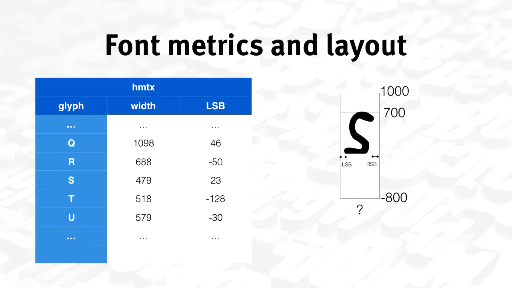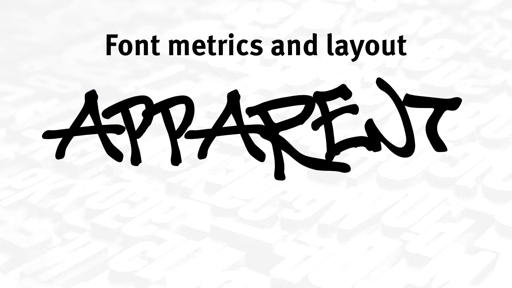You might notice that some of these LSBs, left side bearings, are negative. How can that be possible? Well, if you have a font that does things like this and juts into the letters behind, you need to go back behind where the letter should start and draw it over there.